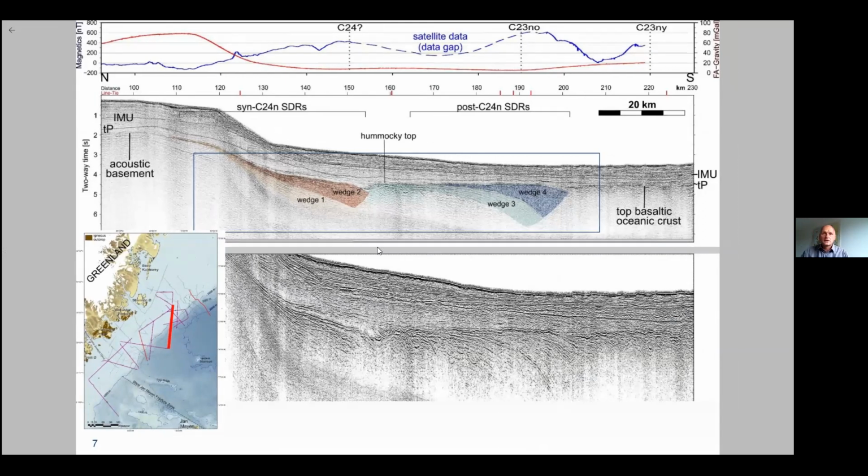So the next line to the south, that was a line we have seen before. Next one here with the two wedges. One is located in the vicinity of the extension of C24, and the other one is associated with C23. So we have a decreasing age of the SDRs over the 100 kilometers in that area.